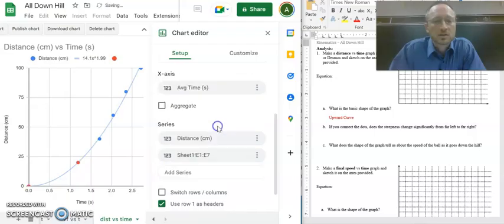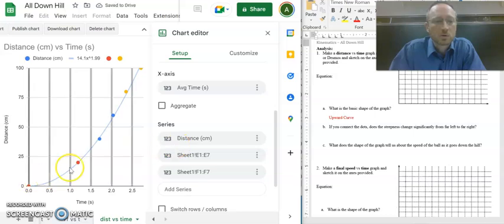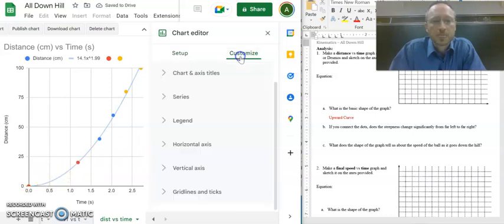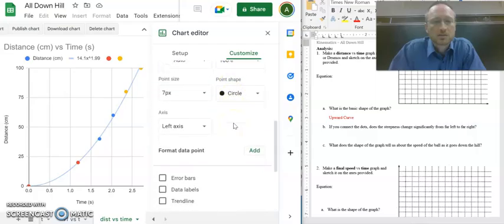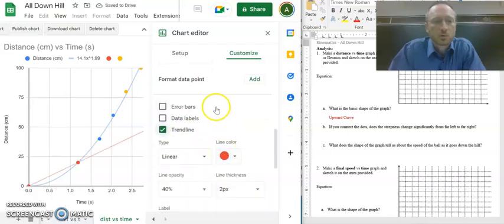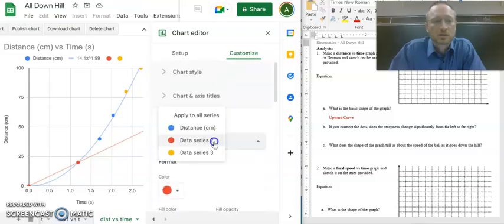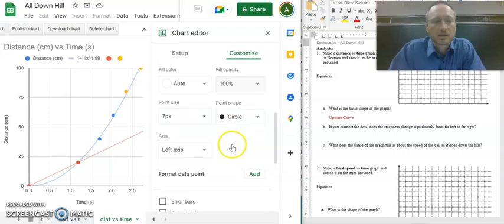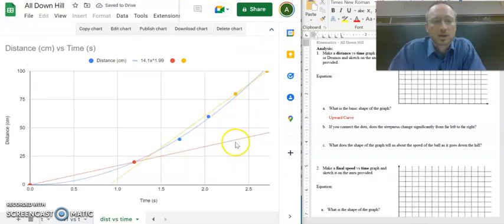Now, let's consider that we can show that by focusing in on just those guys, and then let's apply to series data 2 a linear trend line. And we don't need an equation for this. I just want to look at that, and now applying to series data 3 also a linear trend line. Let's just take a look at those guys.